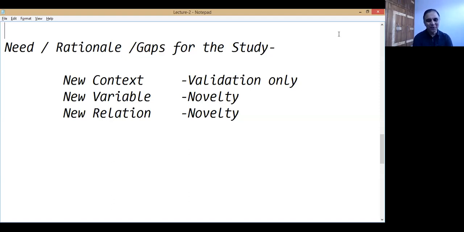At least not from the statistical point of view. From the statistical point of view, the need for the study includes only two: either a new variable or a new relation. Either a new variable or a new relation. Most of us are doing it in a new context. New context means the study was done in Germany, I am doing it in Visakhapatnam. Perfectly okay. And I am not belittling your efforts, it is good. But look, as a humanity, we have not learned something new. We learned.